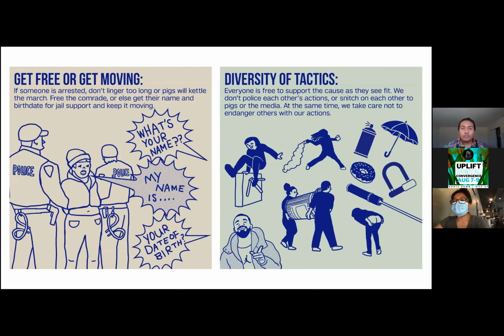And then the diversity of tactics. Everyone is free to support the cause as they see fit. We don't police each other's actions or snitch on each other to pigs or the media. At the same time, we take care not to endanger others with our actions. Like they say, just don't snitch. Don't be a snitch on your comrades. And just stick together.